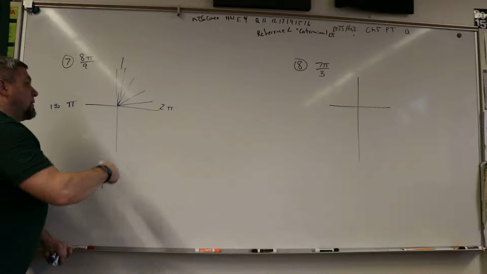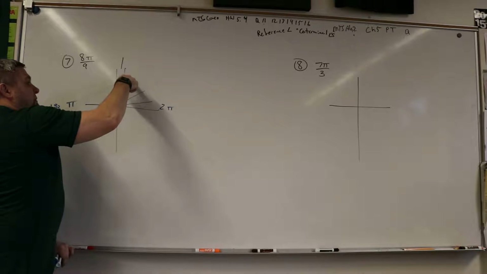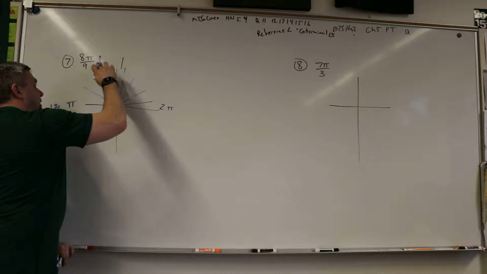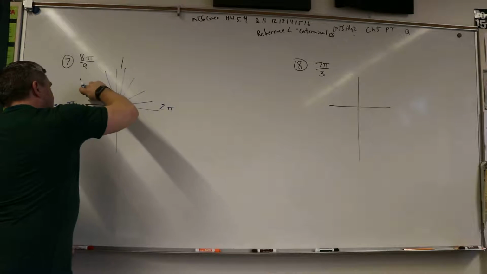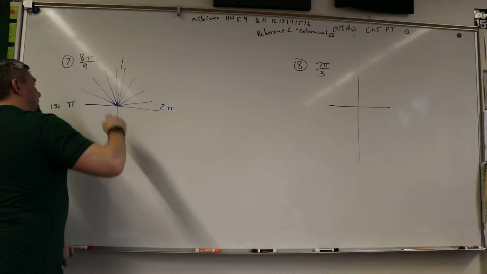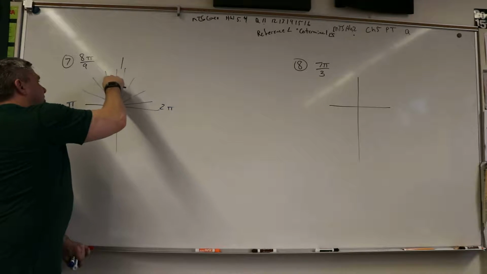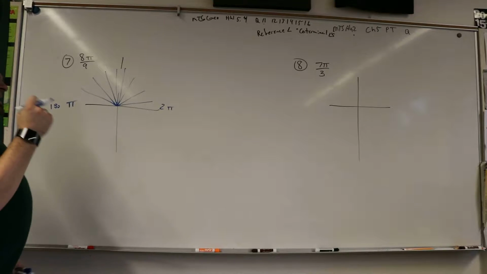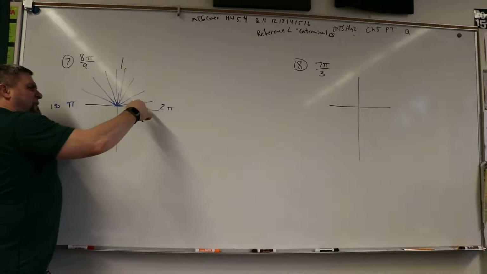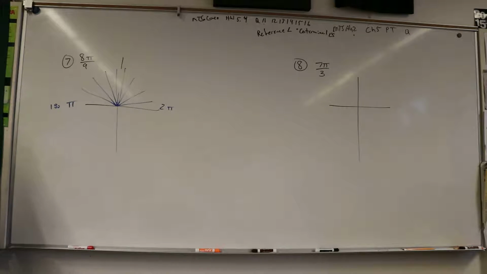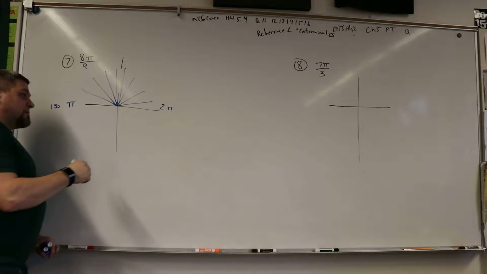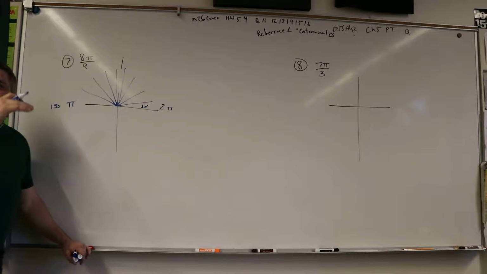You see that? So 1, 2, 3, 4, 5, 6, 7, 8, 9. I could have done it a little better, but it's 9 pieces. And if we think about that, how many degrees is in each piece? 20. Yes, so there's 20 degrees in each piece.